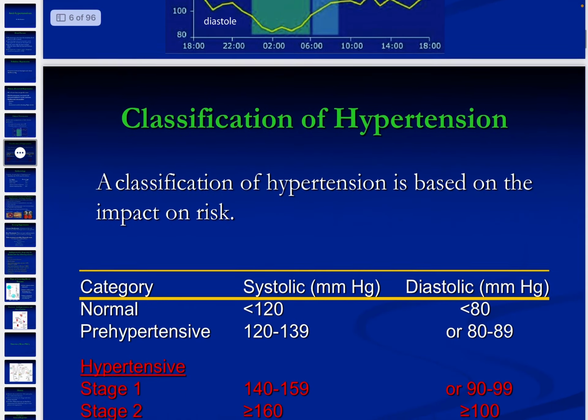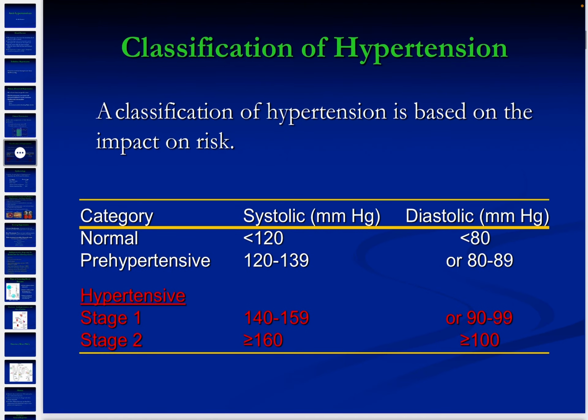So we talked about what's the normal. We said the normal is below 120 over 80. If I have something in between 120 and 140, again, a hypertensive is above 140. Something in between is considered pre-hypertensive. And for hypertension, I have two different stages, stage 1 and stage 2. Stage 2 is above 160.